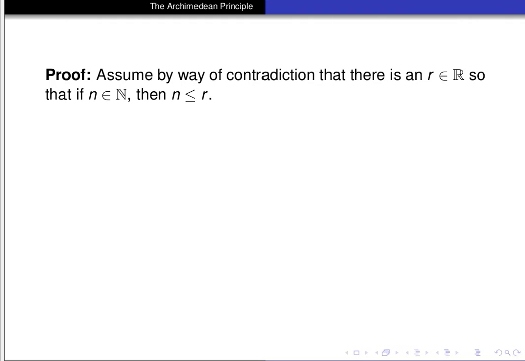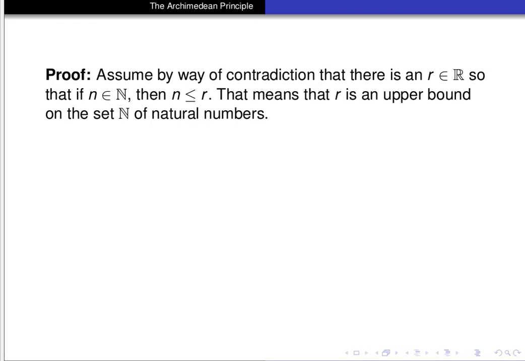So let's assume, by way of contradiction, that there is some real number so that there's no larger natural number. In other words, suppose that there's a real number R, so that if n is a natural number, then n is less than or equal to R. Okay, so R is an upper bound of the set of natural numbers.